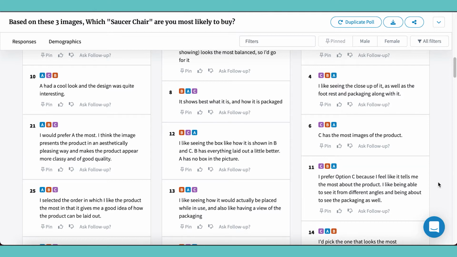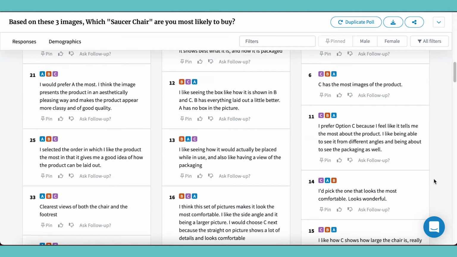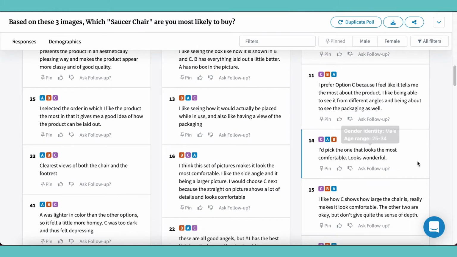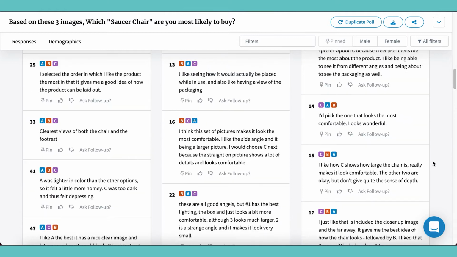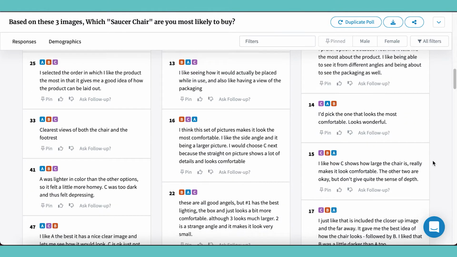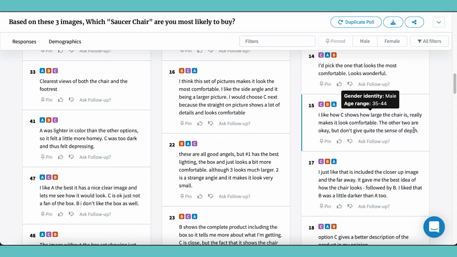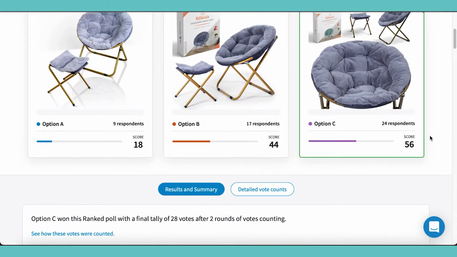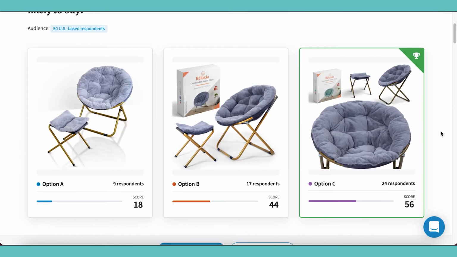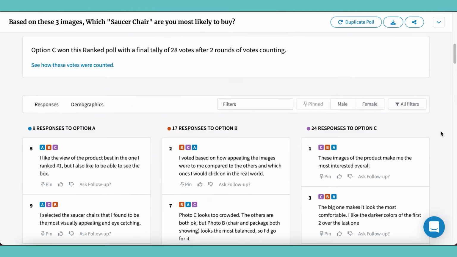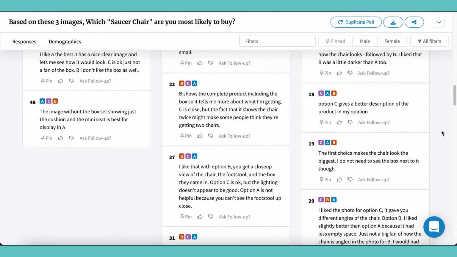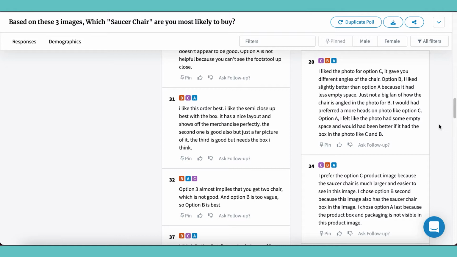Tells me the most about the product, exactly. Like being able to see it from different angles. Looks the most comfortable. Again, that's probably thanks to that close-up of the chair looking as if you're going towards it. C shows how large the chair is, so people are getting a better idea in their heads. And again, the more informed they are, the easier it is for you to make that conversion.